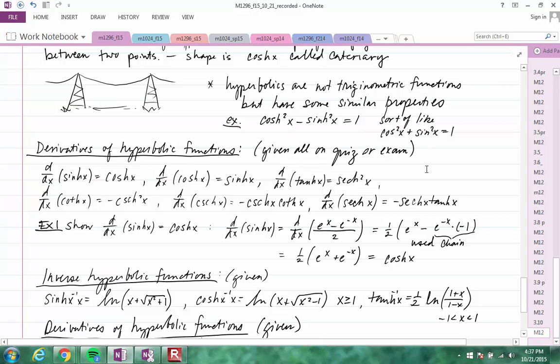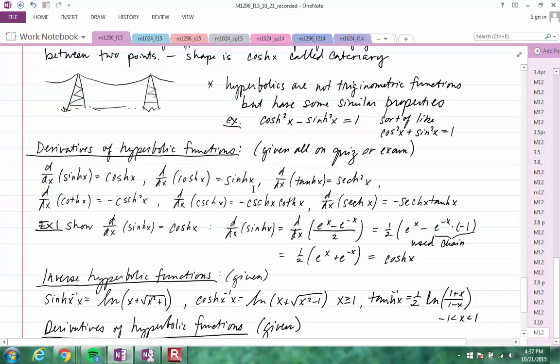Derivatives of hyperbolic functions. So these are all given, but notice these two have similarities with the derivatives of the trig functions. So here we go. The derivative of sinh is cosh. Derivative of sine is cosine. So that follows what you would expect if you thought, hey, it's going to be kind of like the trig functions. There are some exceptions. The derivative of cosh is sinh. Derivative of cosine is negative sine, so that's a little different.